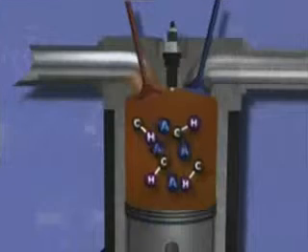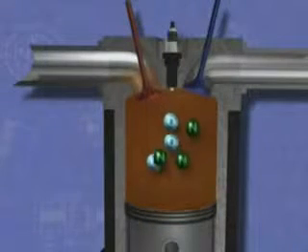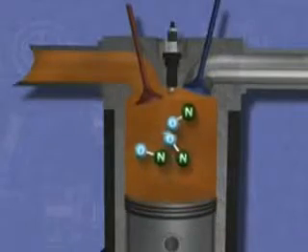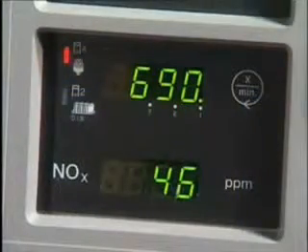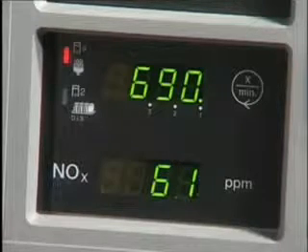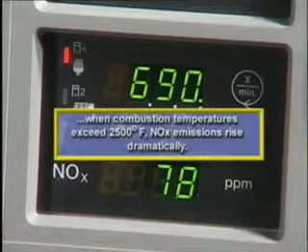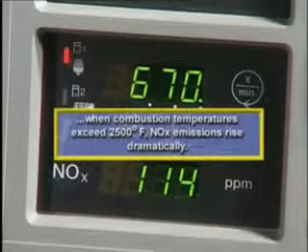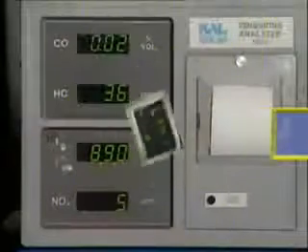Oxides of nitrogen, or NOx, develops when oxygen and nitrogen atoms combine under the heat of combustion. Like hydrocarbons, it's normal for the exhaust gas to contain some NOx. However, when combustion temperatures exceed 2,500 degrees Fahrenheit, NOx emissions rise dramatically.